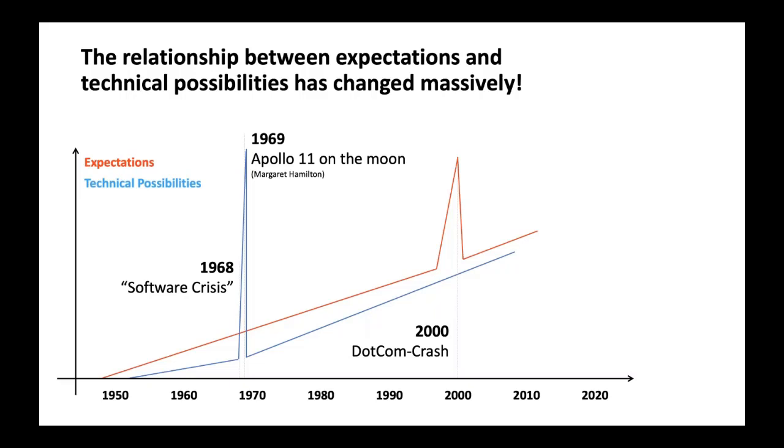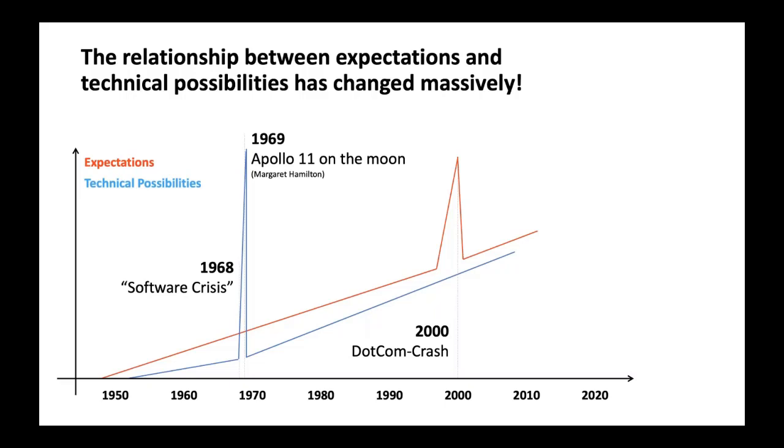There we had tremendous technical capabilities which made us able to send people to the moon and back in a safe way. And Margaret Hamilton was a great person who called herself a software engineer and made the most out of technology there. But in the mainstream in IT and technical business, we always had this gap between what customers want and what our technical possibilities could achieve.